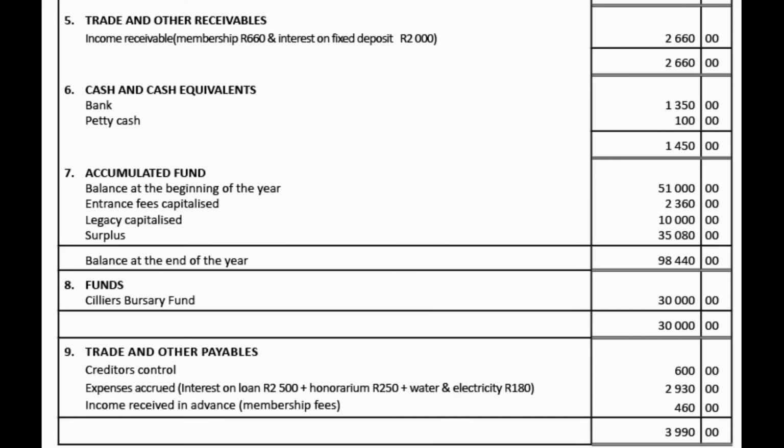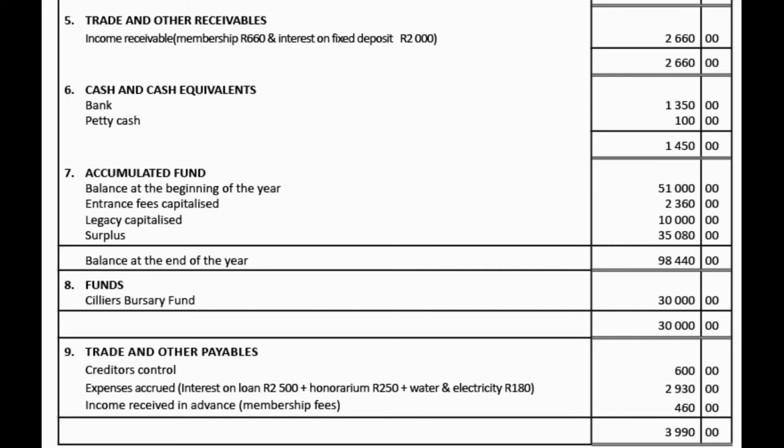The Silje bursary fund is 30,000. We got that straight from the pre-adjustment trial balance. That's 30,000. Okay, the Silje bursary fund, we get that from the trial balance. I don't know why there's a note for that, but in any case, all right. We got that from the pre-adjustment trial balance.